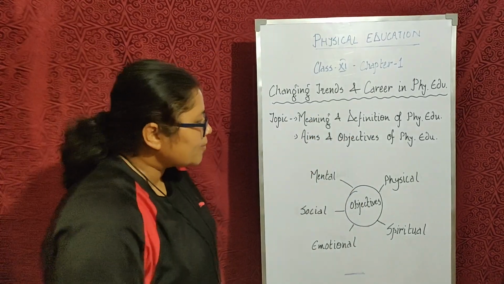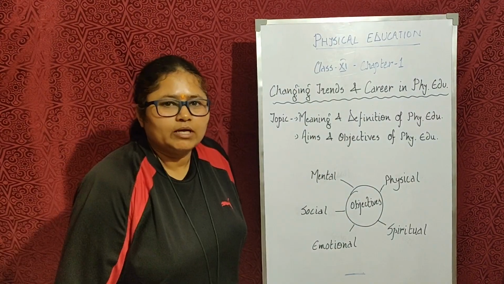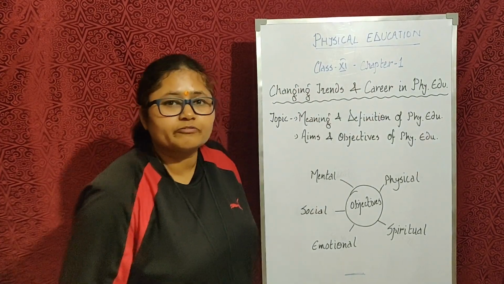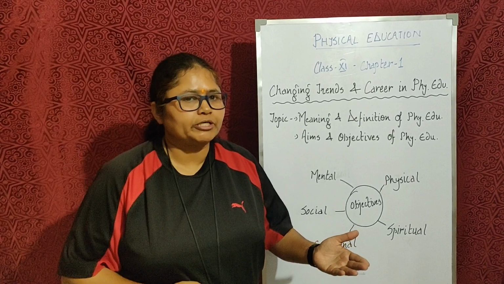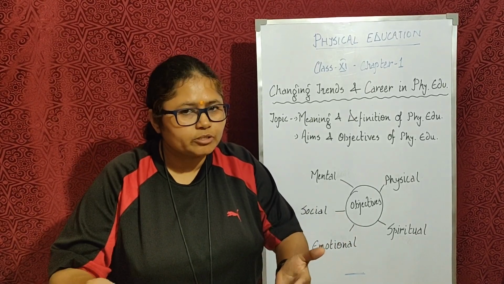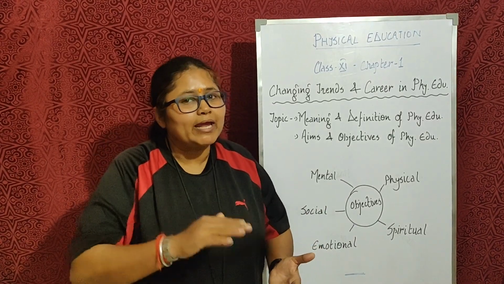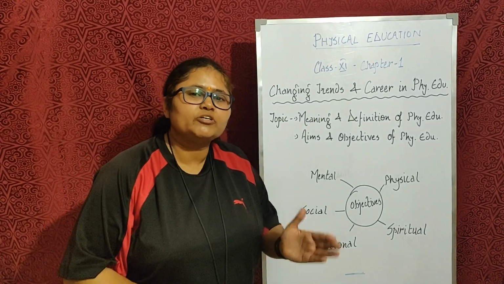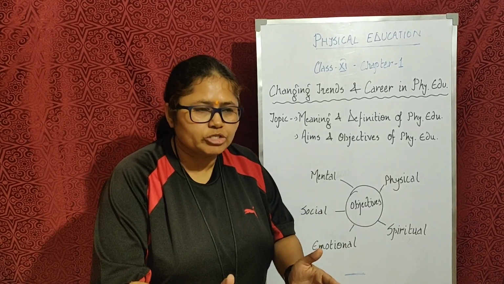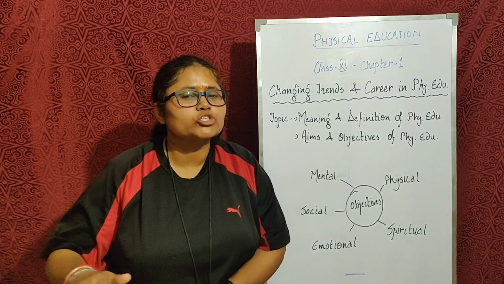Now we proceed to the fourth objective, which is the emotional objective. Let's talk about the fourth objective of physical education, which is the emotional objective. When we talk about the emotional objective, it comes through the relation with the situation. How do we deal with or tackle the situation at the time of extreme joy and at the time of deep sorrow? In both situations, how do we handle the situation? How do we handle our emotions in both ways? That is called your emotional fitness.